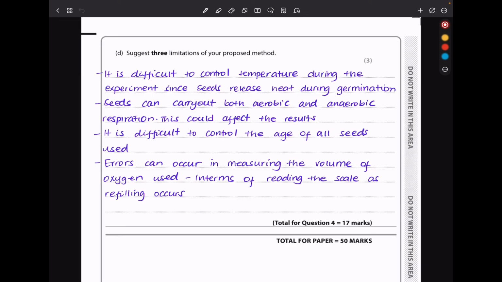So I say it's difficult to control temperature during the experiment since seeds release heat during germination or during respiration. The seeds can carry out aerobic and anaerobic respiration, and this could affect the results. It's also difficult to control the age of all the seeds used, and some errors could occur in measuring the volume of oxygen used. This is in terms of reading the scale as refilling occurs.